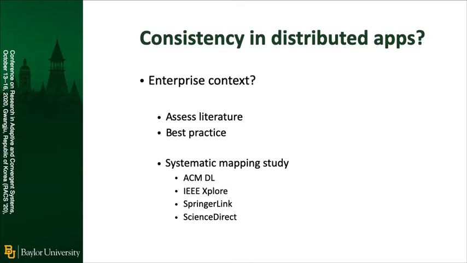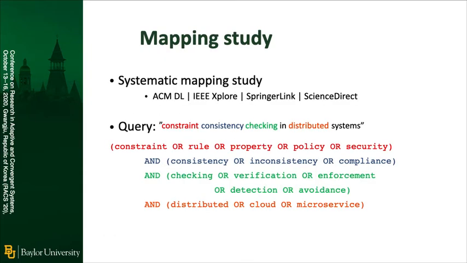So regarding the consistency in distributed applications, we are looking at the enterprise context. That means we would like to assess the literature, find out the best practice, and our direction is to look into the ACM, the IEEE, SpringerLink, and ScienceDirect to see what we can find. How did we form our query? Well, pretty much we would like to compose some sort of question which we highlight in the sentence here. Constraint consistency checking in distributed systems. However, there is a variability of words that we can find across literature that we are aware of. So we extend each colored part with multiple other words.